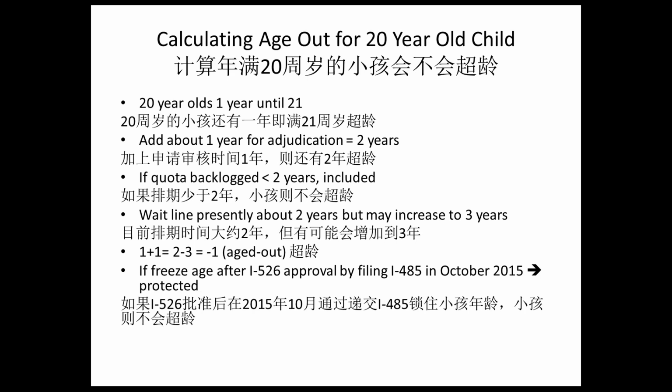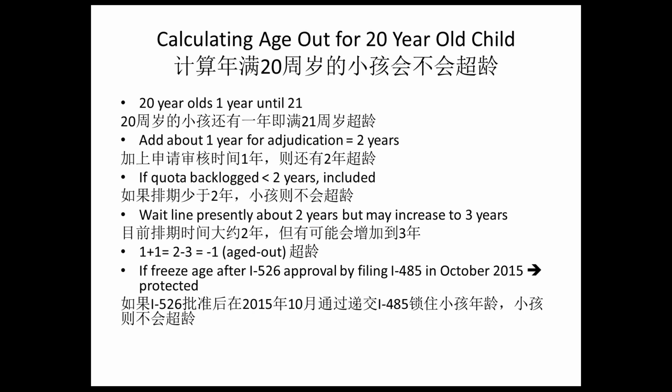So for November, the waiting line went back to 23 months. With 23 months, a 20-year-old could be safe. But if the waiting line goes to 3 years, the 20-year-old will not be safe and will age out. That is, unless the government allows us to use the date for filing to protect the child.